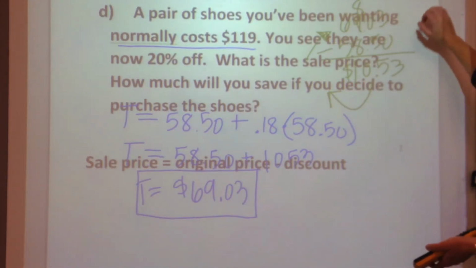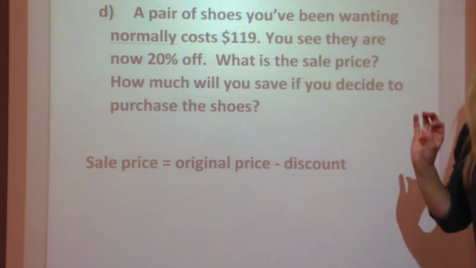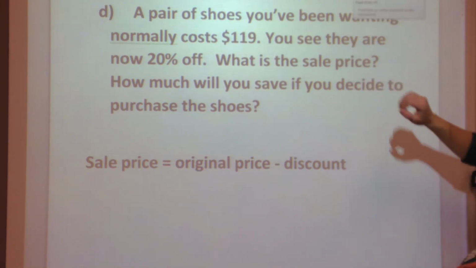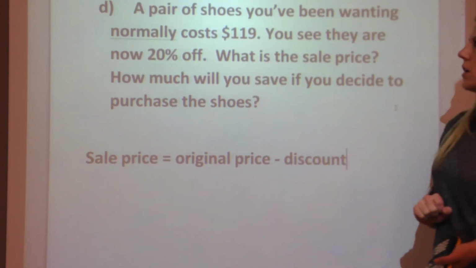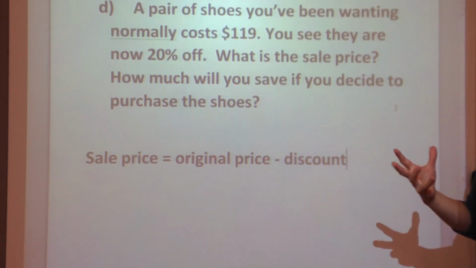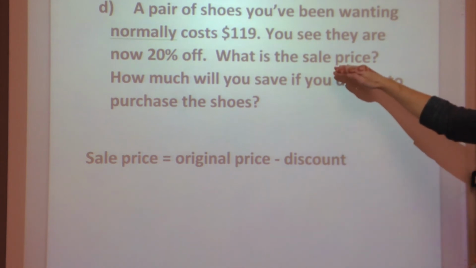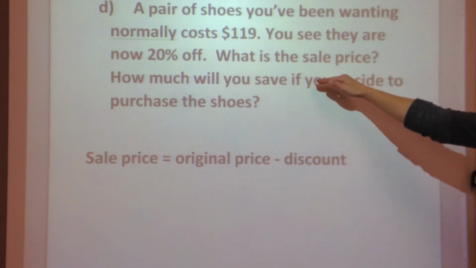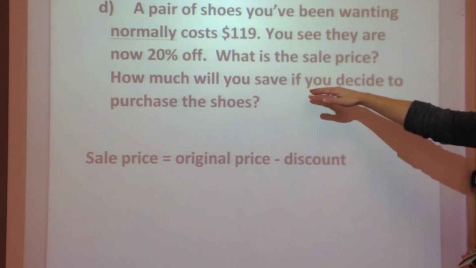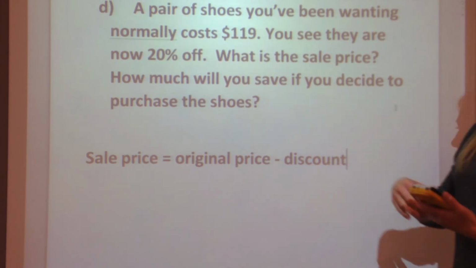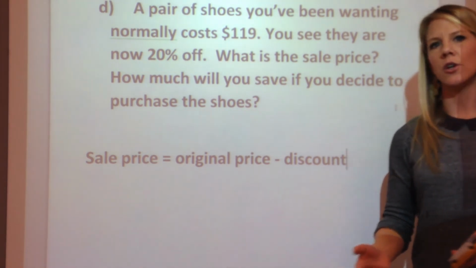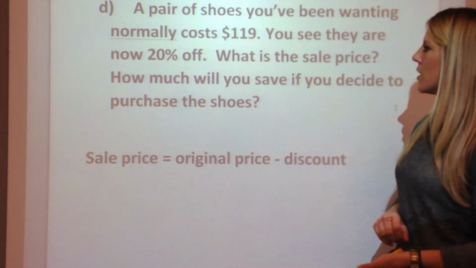All right, so now you go to the store, you want a pair of shoes that you've been eyeing for quite some time. A pair of shoes you've been wanting normally costs $119. You see they are on sale, they're now 20% off. What is that sale price? So what would you actually pay if you want to buy these? And how much will you actually save if you do decide to buy them? Because you may want to figure out how much you would save, and then determine if you're going to go ahead and buy them.